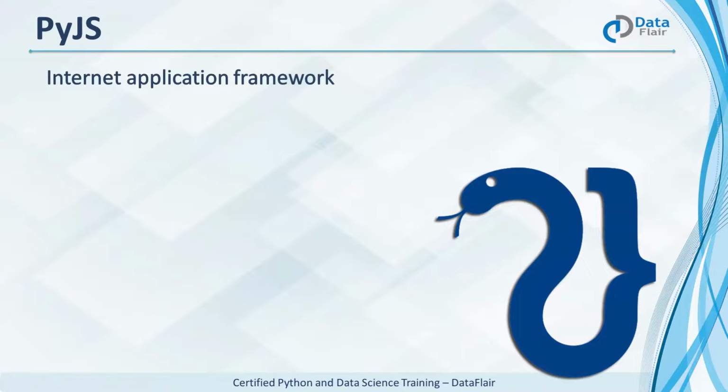PyJS is an internet application framework we can use to develop client-side web and desktop applications. It first appeared in March of 2007. It is written in Python and JavaScript. This was once called Pyjamas.